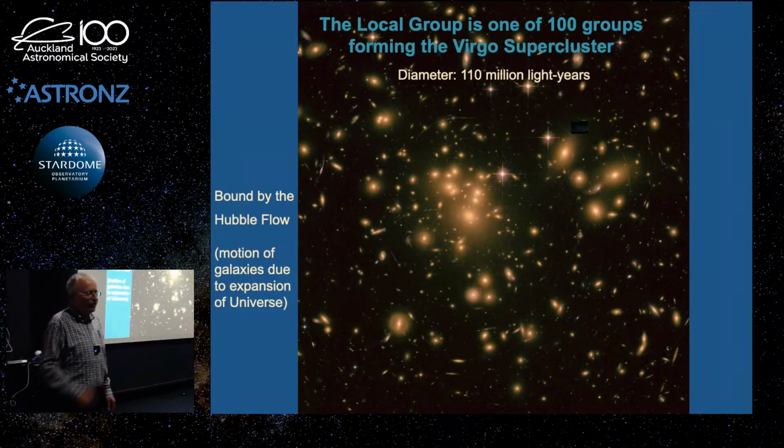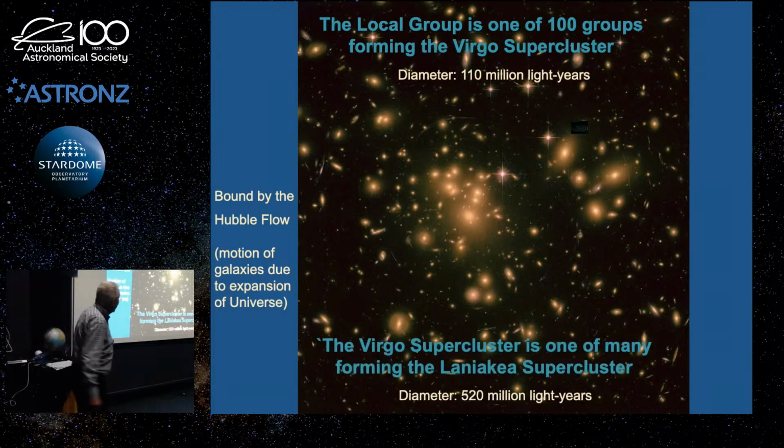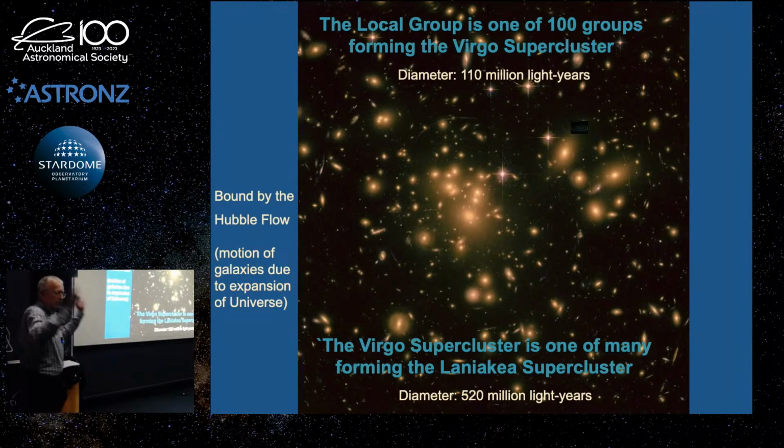And there's some evidence to suggest the Virgo supercluster is then part of the Laniakea supercluster, which has a diameter of about 520 million light years. So we're just leaving all these other figures behind in the dust.